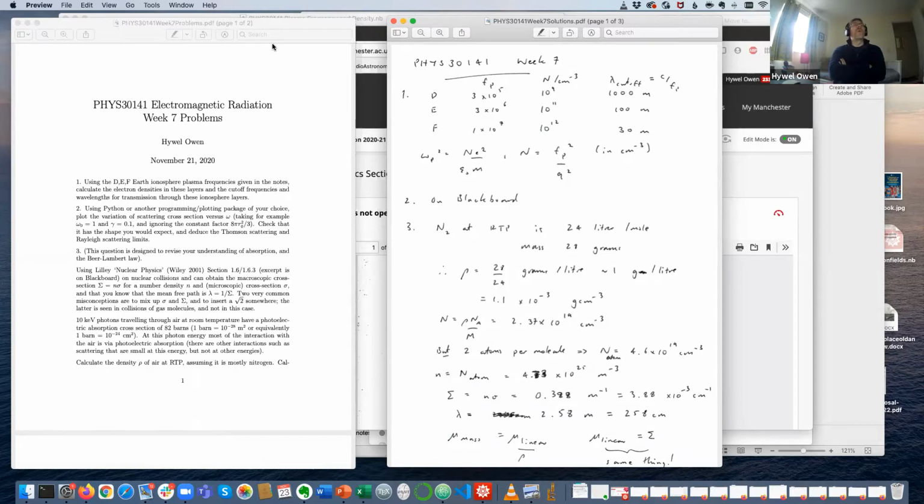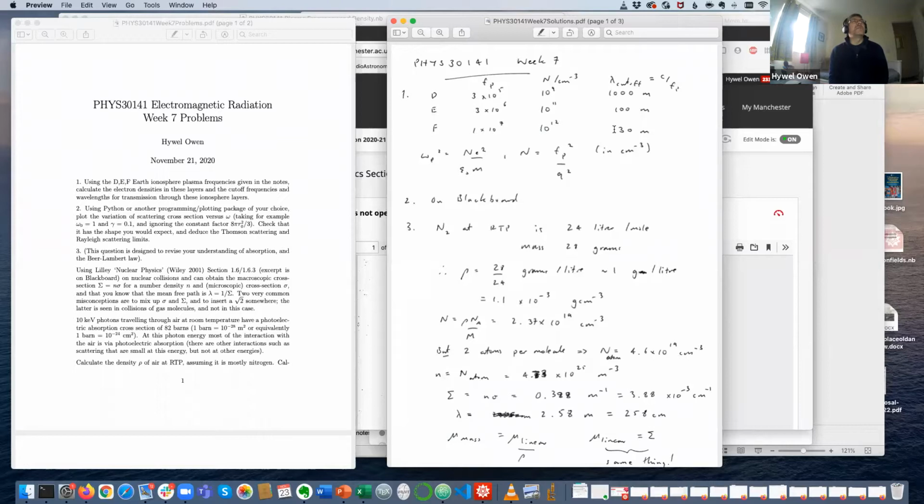So the cutoff wavelength is just c divided by whatever the plasma frequency is. So for our 3 plasma frequencies of 3×10^5, 3×10^6, and 3×10^7, the cutoff wavelengths are 1,000 meters, 100 meters, and 30 meters. But it's important to realize that these cutoff wavelengths are the free space wavelengths. So we imagine that the radiation is propagating in free space with a certain wavelength.